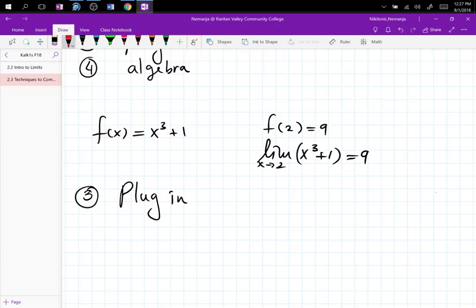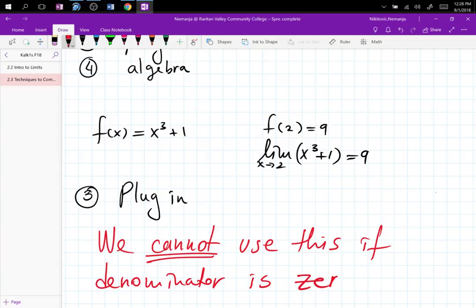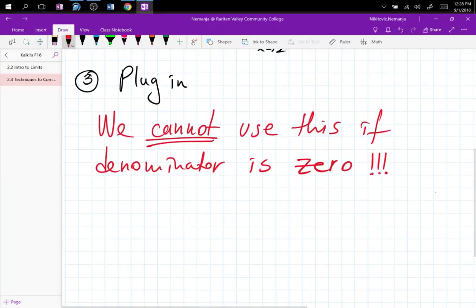Here, I'll write this in blood. We cannot use this if the denominator is 0. So these are some of the very important points.